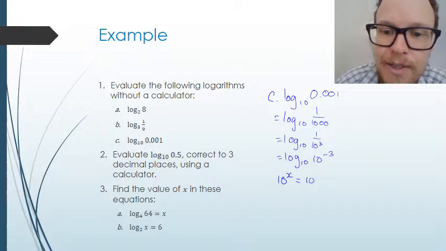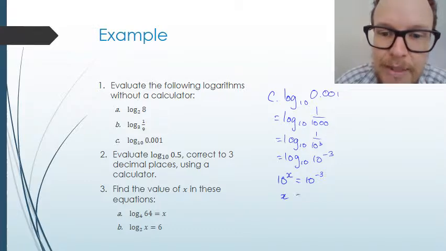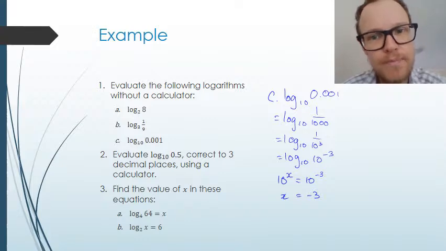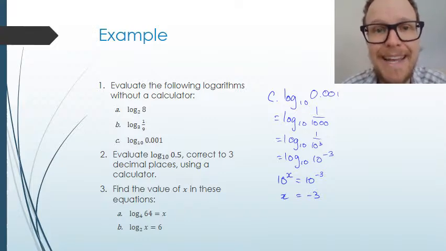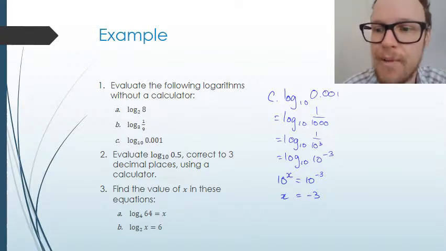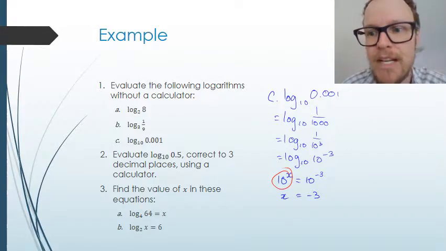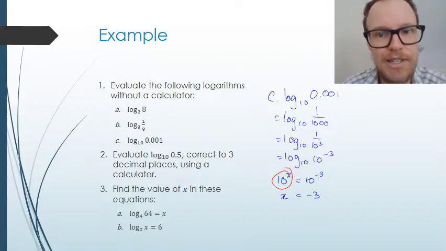And we know that that's the same as 10 to the negative 3. So that means that x will be equal to negative 3. An interesting point to make when we're looking at log to the base 10, we're always relating it to the base 10 and powers of 10. And we see this occur a lot of the time in things like scientific notation.